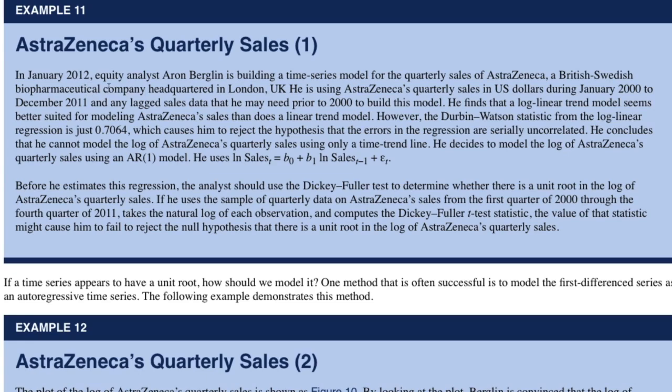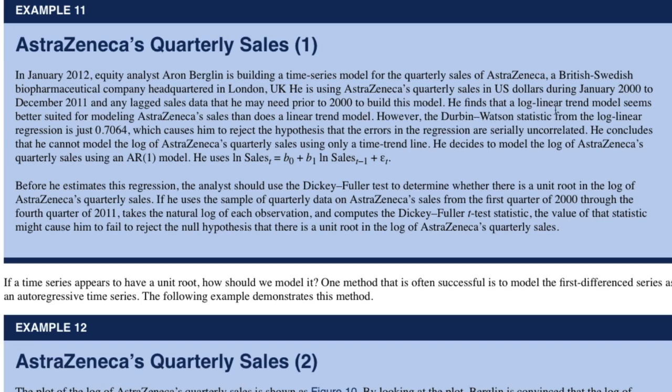In January 2012, equity analyst Aaron Berglund is building a time series model for the quarterly sales of AstraZeneca, a British-Swedish biopharmaceutical company headquartered in London, UK. That's a lot of terminology in there, biopharmaceutical, right? He's using AstraZeneca's quarterly sales in US dollars during January 2000 to December 2011 and any lagged sales data he may need prior to 2000 to build his model.